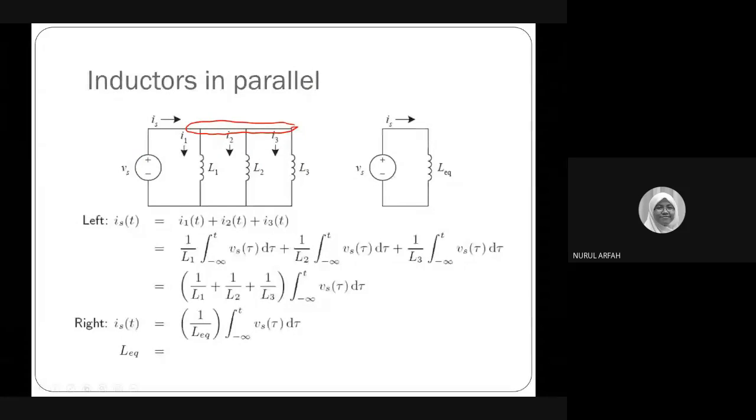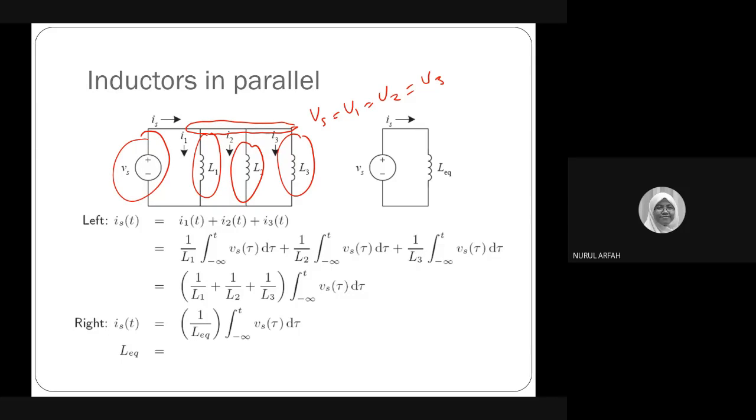Since the voltage source here is in parallel with all inductors, meaning to say the voltage across L1, L2, and L3 shall have the same voltages. So V source will be equal to V1, V2, V3, and so on.